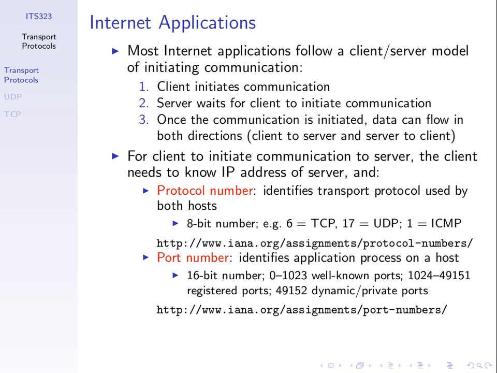The question that arises is, how does that client know where to send the message to the server? It needs to know the address of the server, in particular the IP address. So if I want to send a message from my web browser to the web server at Facebook, I need to know the IP address of that web server at Facebook. How do I know it? Does anyone know the IP address of the web server at Facebook? Has anyone used Facebook? But you don't know the IP address.